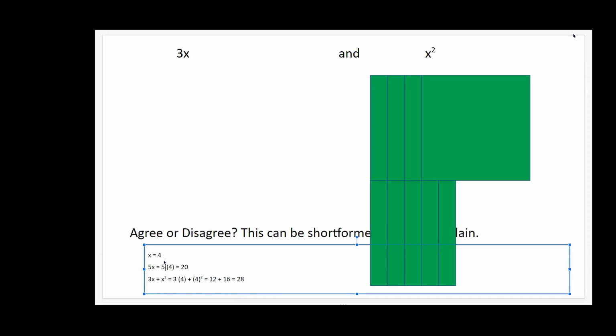The thing you need to remember is that when you are trying to combine terms, when you're trying to combine tiles, you can't take your x's and add them in together with your x squareds. You have to figure out what the actual areas of them are first, and then you can add the areas together when you're done.